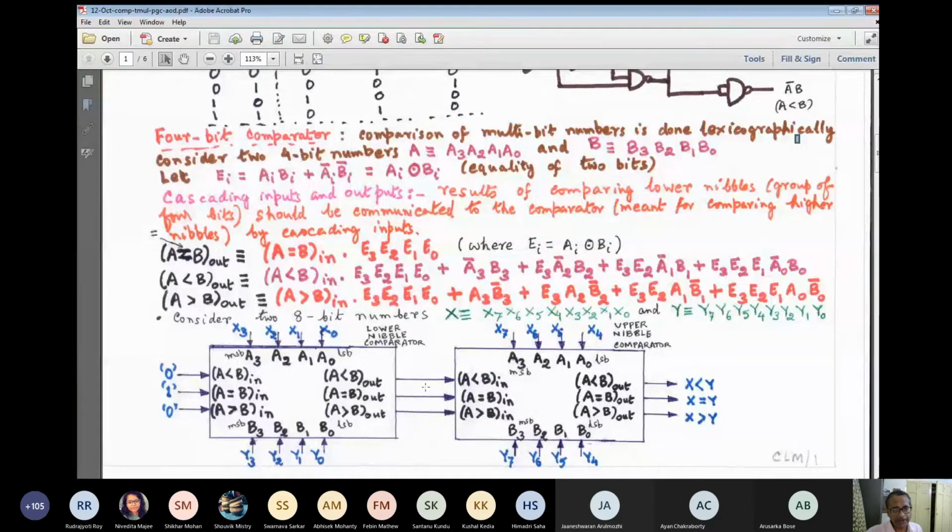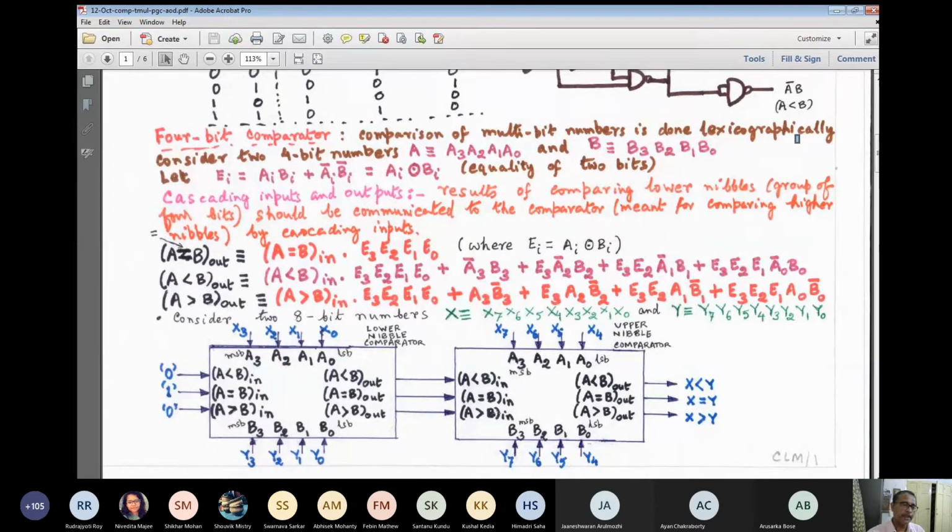After that, what I require is just to interconnect by a wire from this output to this input, this output to this input, this output to this input. No other change. Again, if you want to compare the higher nibble, just connect from here to the input, but no other change.